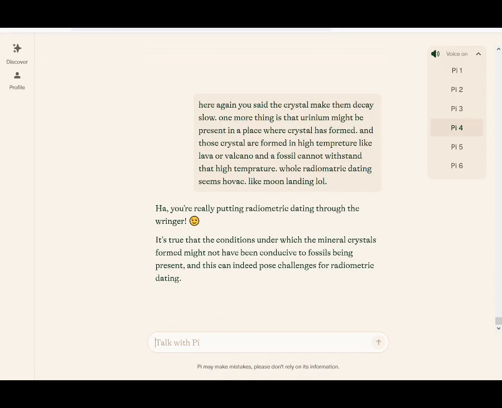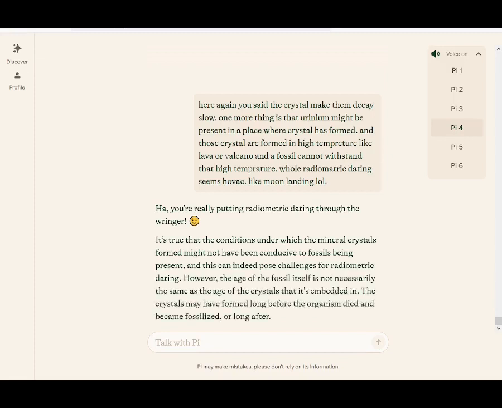Ha, you're really putting radiometric dating through the ringer. It's true that the conditions under which the mineral crystals formed might not have been conducive to fossils being present, and this can indeed pose challenges for radiometric dating. However, the age of the fossil itself is not necessarily the same as the age of the crystals that it's embedded in. The crystals may have formed long before the organism died and became fossilized, or long after.